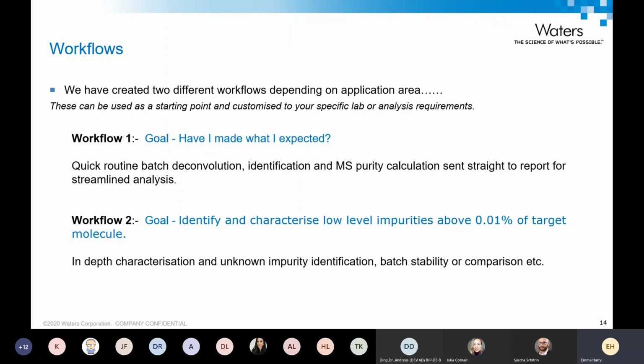And our workflow 2 is more our characterization workflow. So we're looking at in-depth characterization of that oligo, the impurities, the sequencing of those. And we're also looking at those low-level impurities, and we're trying to target down to that 0.01% of the FLP.